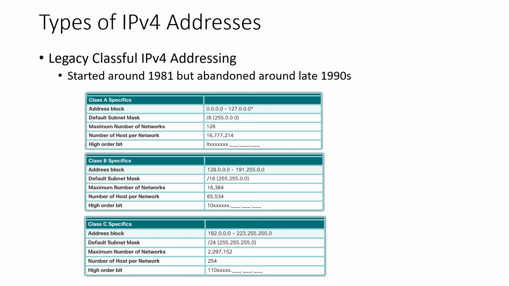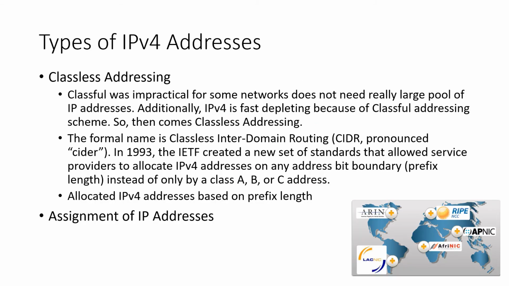Legacy classful IPv4 addressing started around 1981 but was abandoned around the late 1990s. Okay, so this is no longer used now. Classless addressing: classful is impractical for some networks that do not really need large pools of IP addresses. Additionally, IPv4 is fast depleting because of the classful addressing scheme. So then comes the classless addressing.